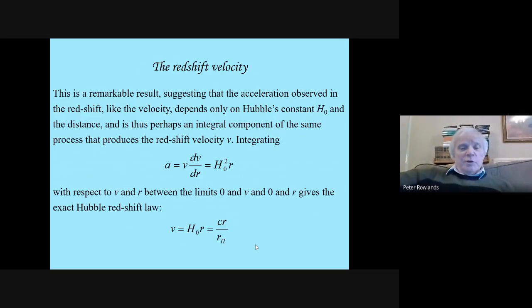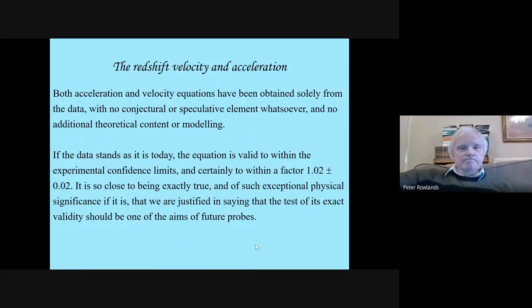V equals H0 r over c equals c over RH. So we get the velocity law from the acceleration, assuming that it's 2/3 of the energy density of the universe. And we haven't done any conjecture or speculative element whatsoever, and no modeling of any kind. It's just been directly obtained solely from the data, assuming that the data means that the density of the dark energy is 2/3.